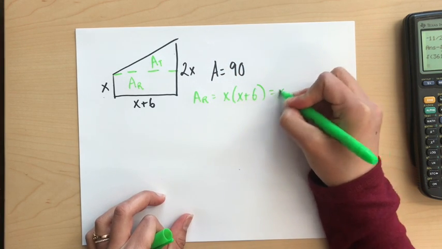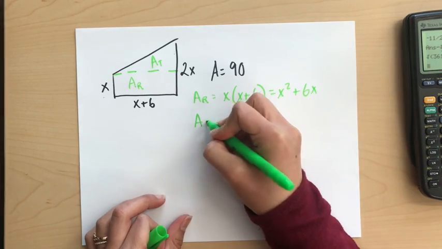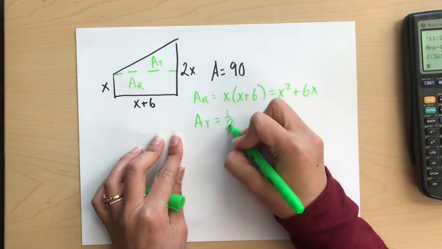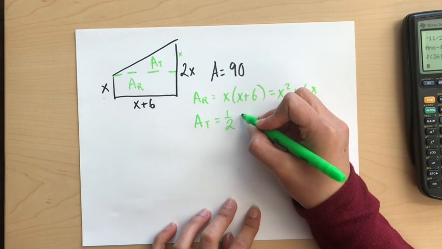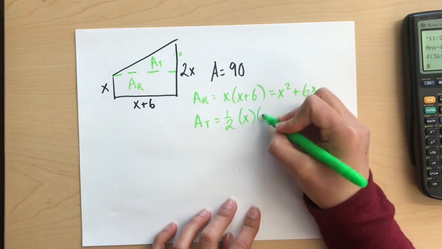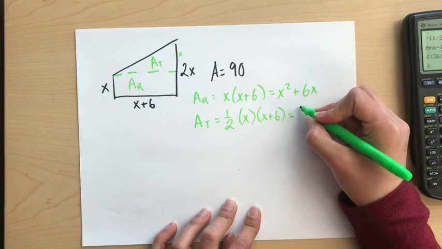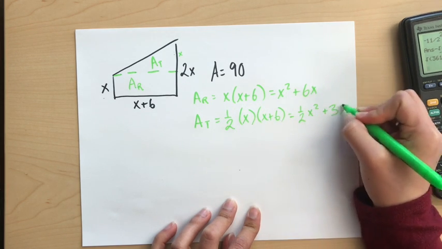Now the area of the rectangle is just x times x plus 6, which is x squared plus 6x. And the area of the triangle is just 1/2 of that base, which is x plus 6, times the height, which is x. So I get 1/2 times x times x plus 6, which is equal to 1/2 x squared plus 3x.